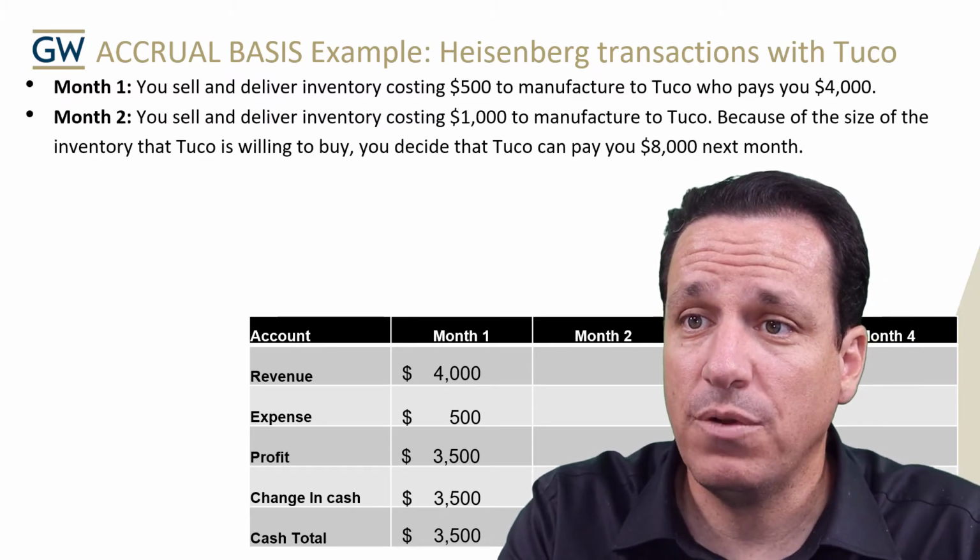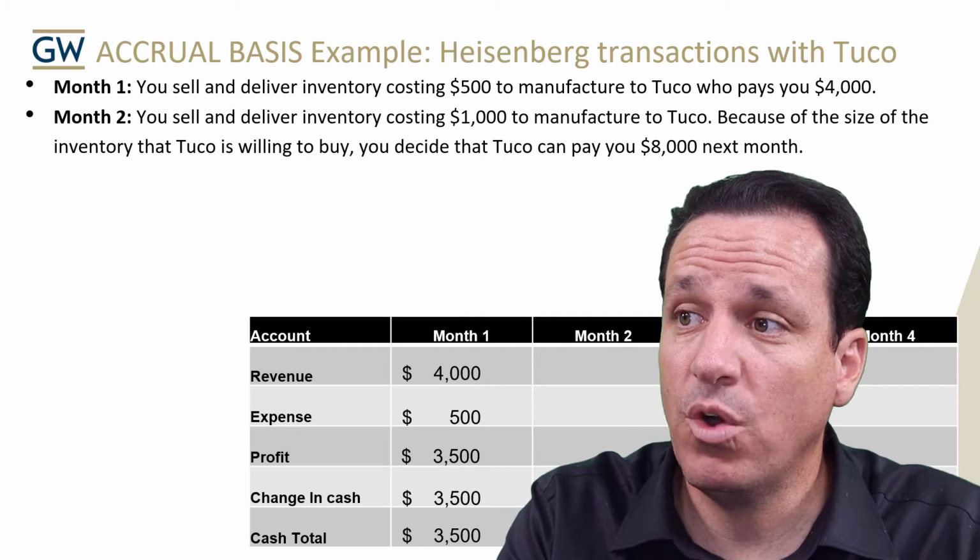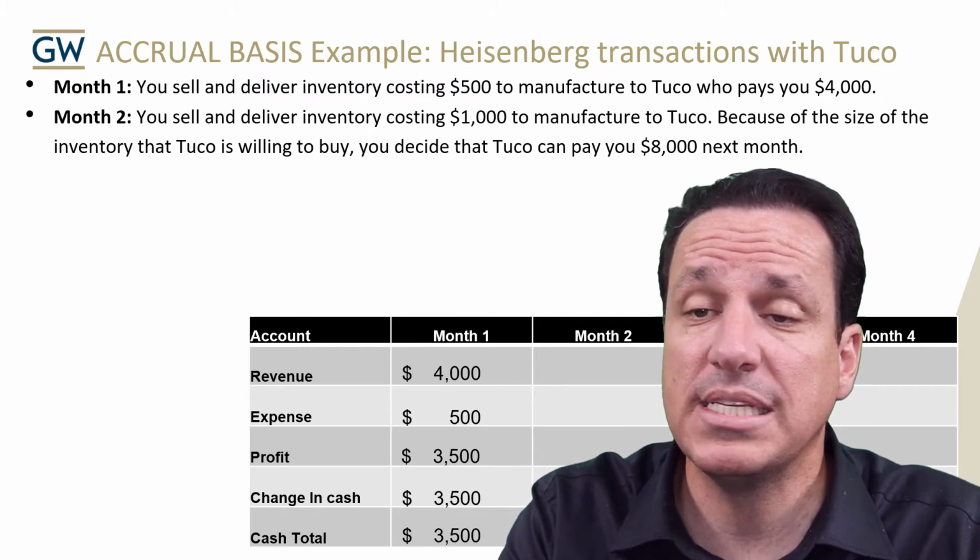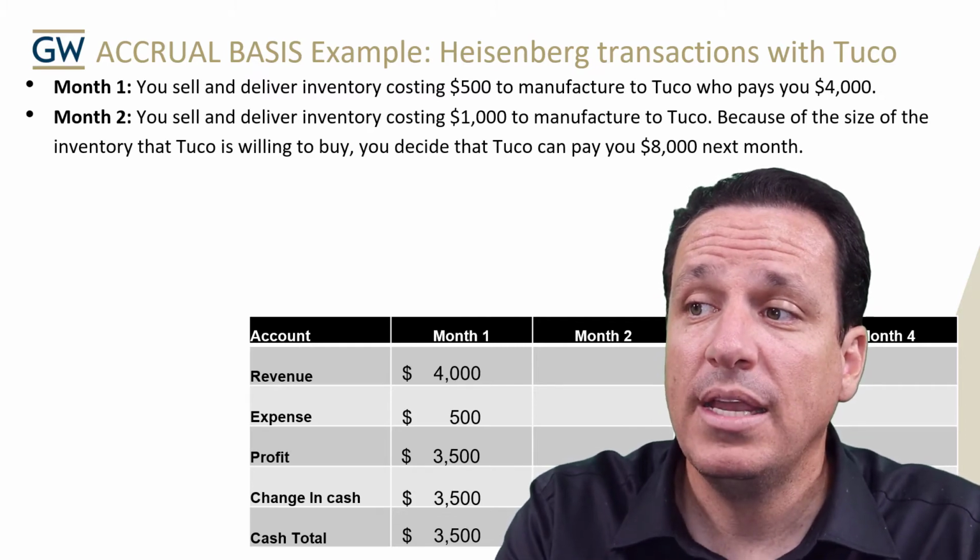In month 2, we got something different. You sell and deliver inventory costing $1,000 to manufacturer Tuco. Because of the size of the inventory Tuco's willing to buy, he decides to pay you.